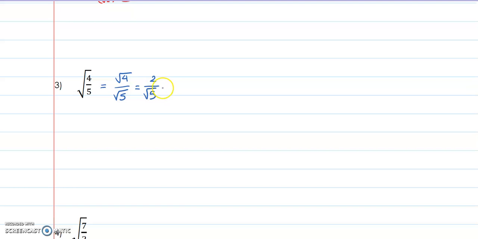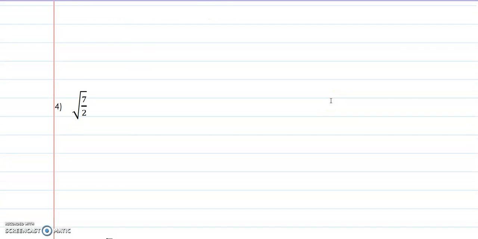So to get rid of our square root in the denominator, we multiply by a fancy 1, or the square root of 5 over the square root of 5. So I'll have 2 square root of 5, and that's over our square root of 5 times the square root of 5, which is just going to be 5. There's our answer.